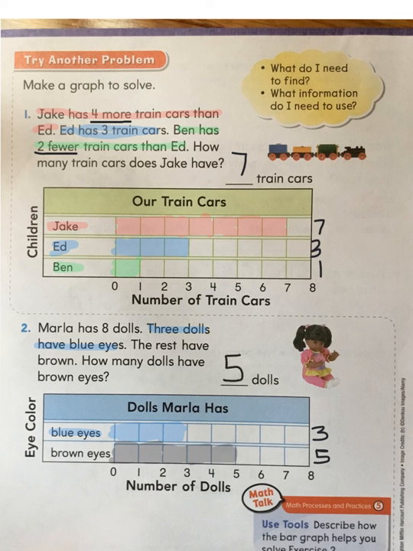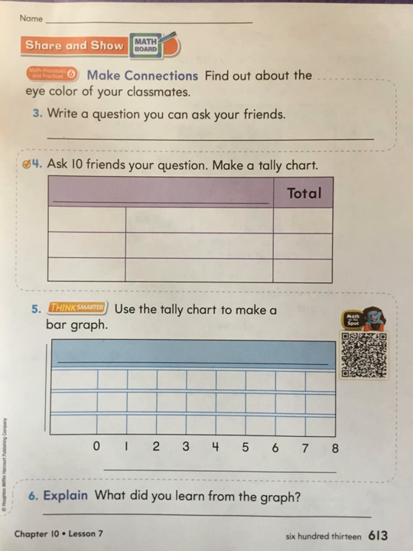All right, if you have your paper at home, go ahead and put this paper off to the side and get out your next paper. Oh, all right, we have lots of blank information here. We are going to find out about the eye color of our classmates. Now, unfortunately, we're not with any of our friends and our classmates, so we're going to just make up some numbers. When I look at the top here, it says to write a question you can ask your friends, and it would have to be about eye color.